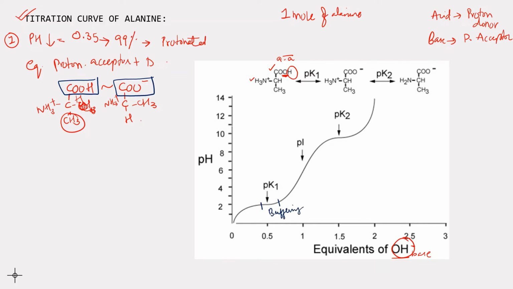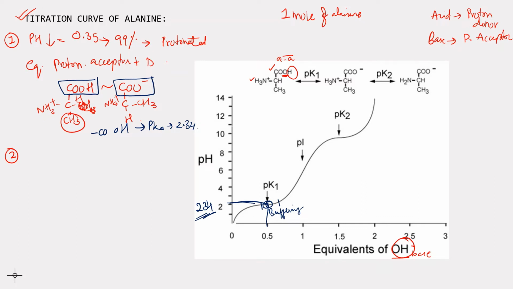So we see that exactly when we add 0.5 moles of OH minus ions, at pH 2.34, there is exactly half the amount of protonated and deprotonated forms. And for alanine, the pH at the midpoint over here is 2.34, and thus the COOH group has a pKa value of 2.34. Now let us consider the second situation when we are trying to increase the pH.